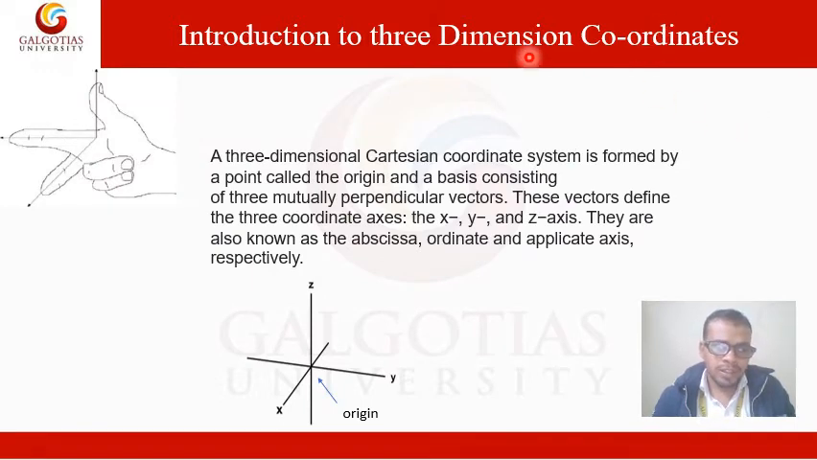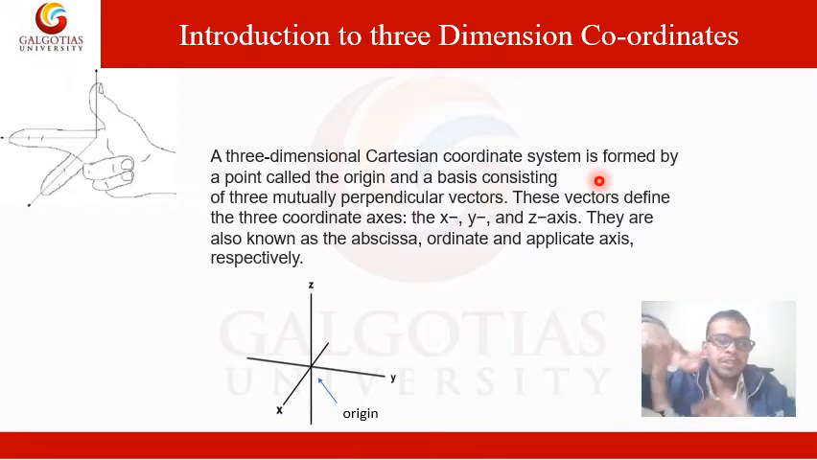How can I understand the three-dimensional Cartesian system? It is called the three-dimensional Cartesian coordinate system, which is formed by a point called the origin and a basis consisting of three mutually perpendicular vectors. If I think of the right-hand rule, the x-axis, y-axis and z-axis are all perpendicular to each other.